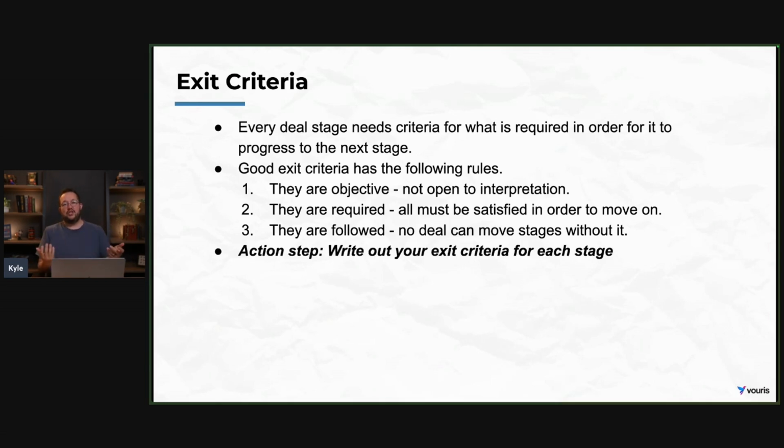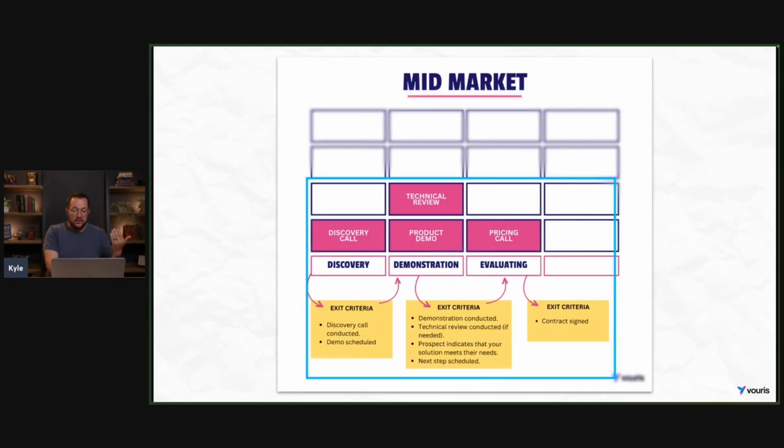So here's what I'm going to ask you to do. You look at your different stages. You look at the meetings required in stages. If there's other things like a mutual action plan that isn't a meeting, all of that stuff you put in exit criteria. So an example here might be to get from deal stage 1, which is discovery, to deal stage 2, which is demonstration: discovery call was conducted, demo scheduled, underline, scheduled.